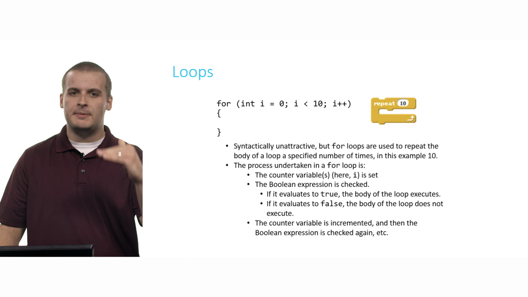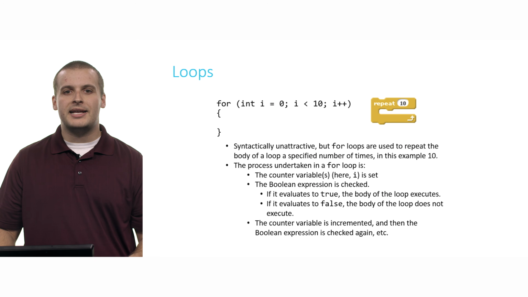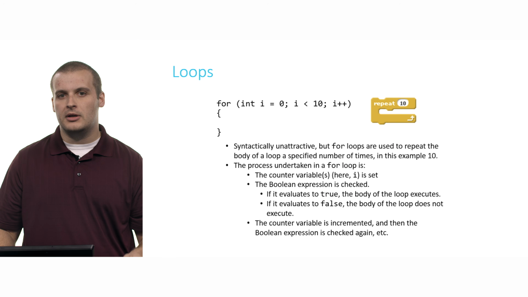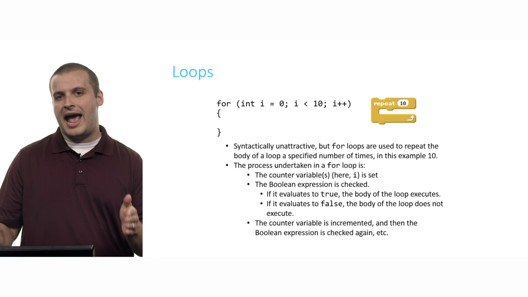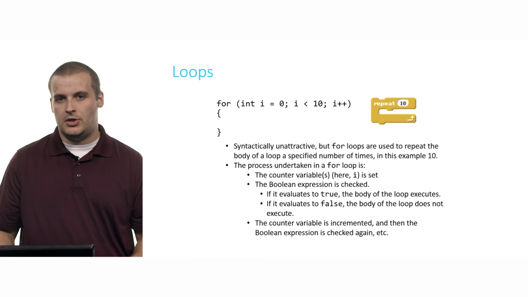After we go through from top to bottom and we encounter that closing curly brace, a third thing happens. The counter variable is incremented, or rather, the statements after the second semicolon inside of the for loop's parentheses are executed.